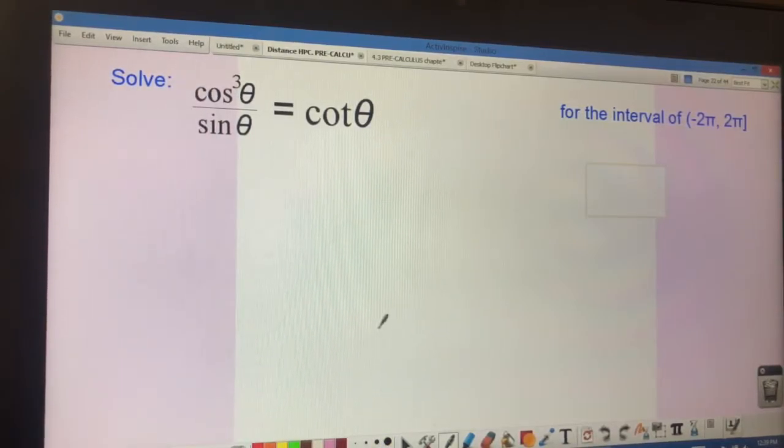All right. So this example is in the book. It's example 6 from page 449. But I'll just go through this so you get to see how the process works.